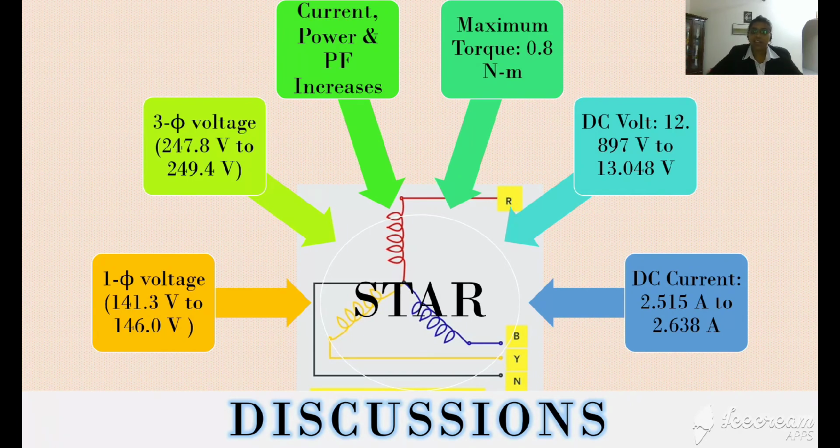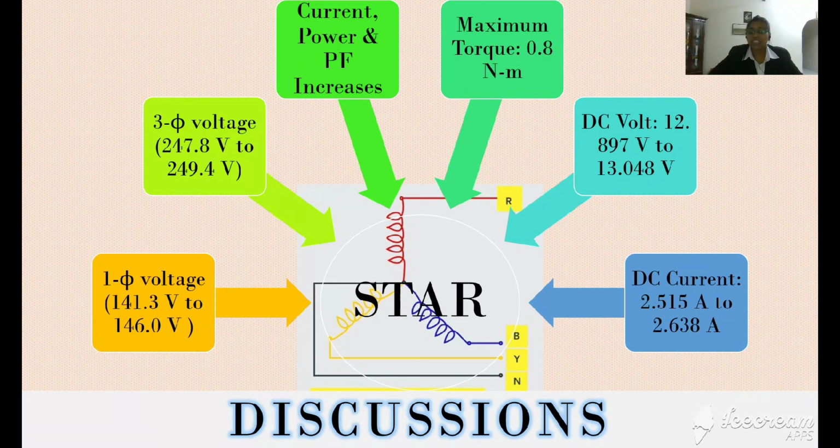Whereas for the readings of the armature, for all load values they were in the range of 2.515 ampere to 2.638 ampere for the DC current, while the DC voltage was recorded in the range of 12.897 volt to 13.048 volt.